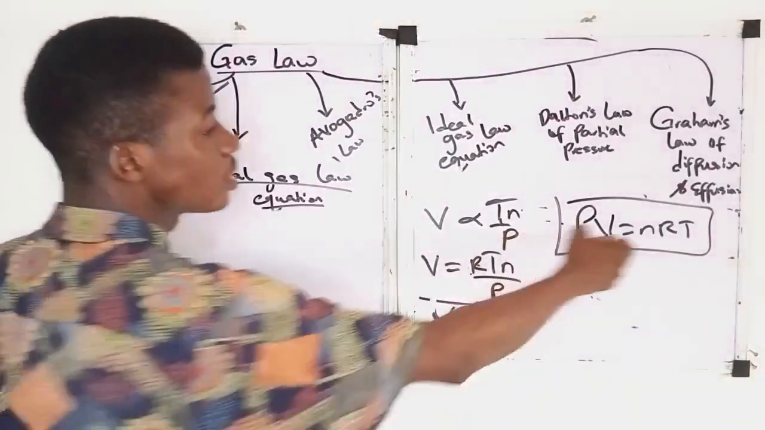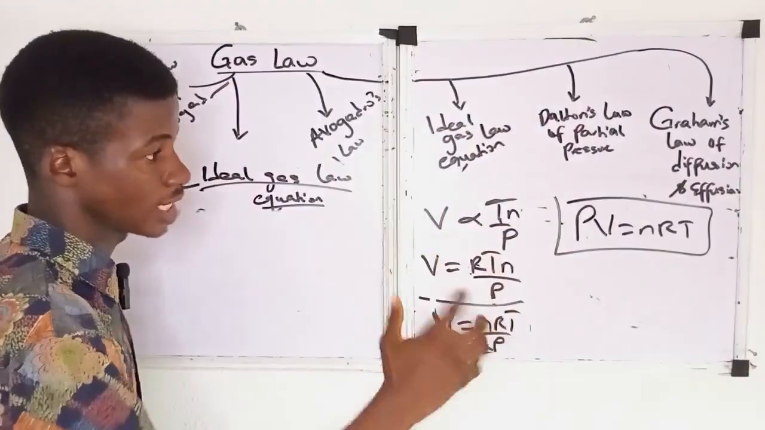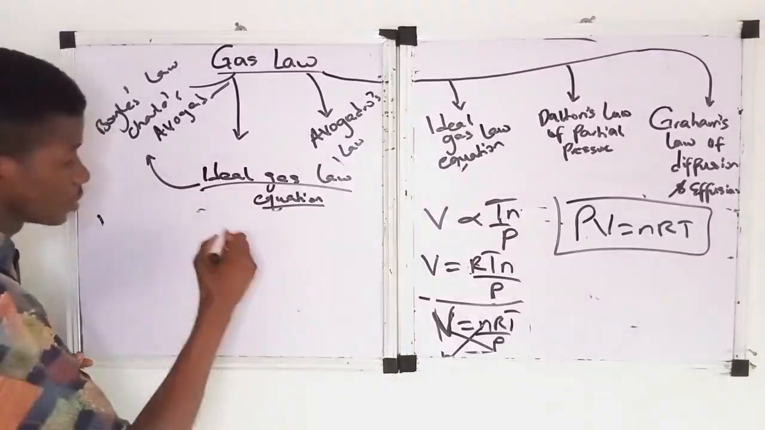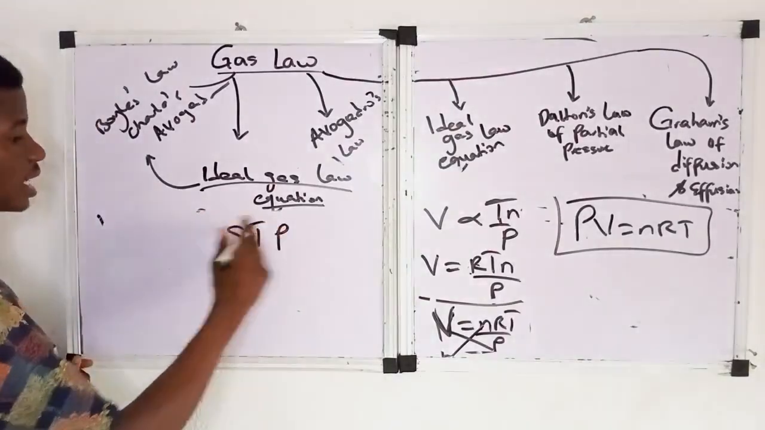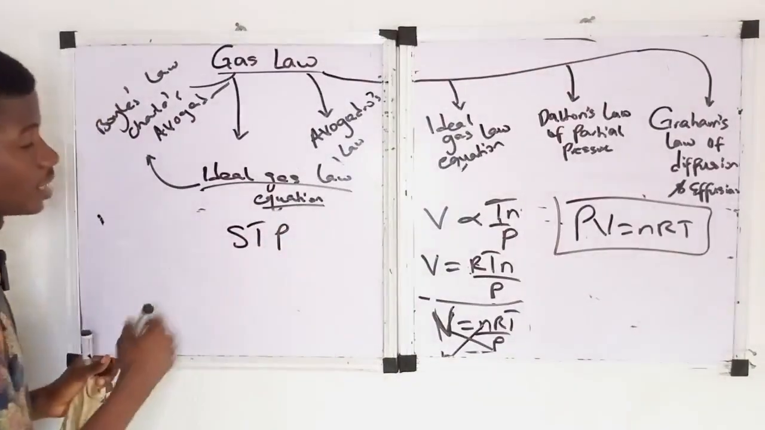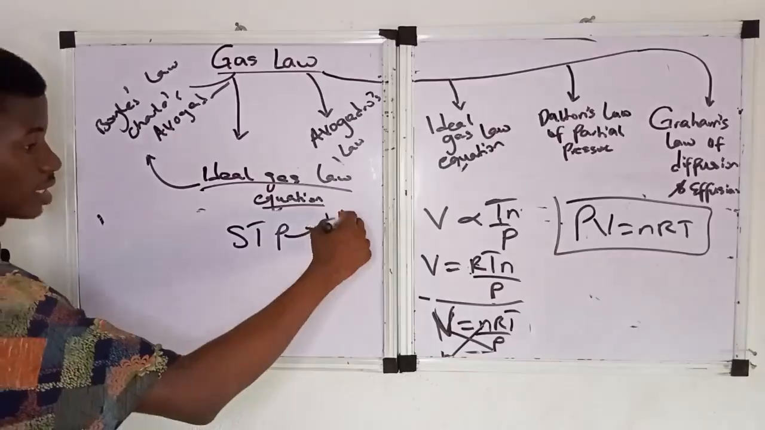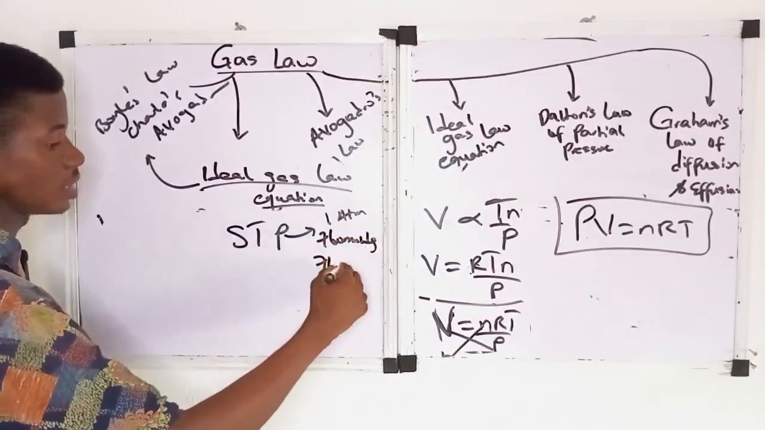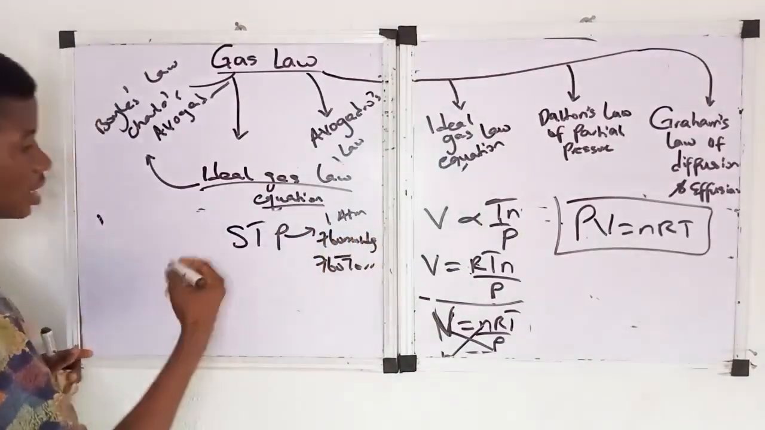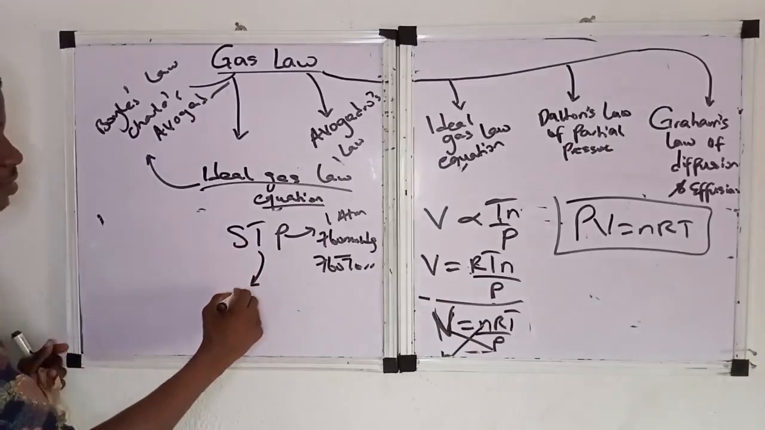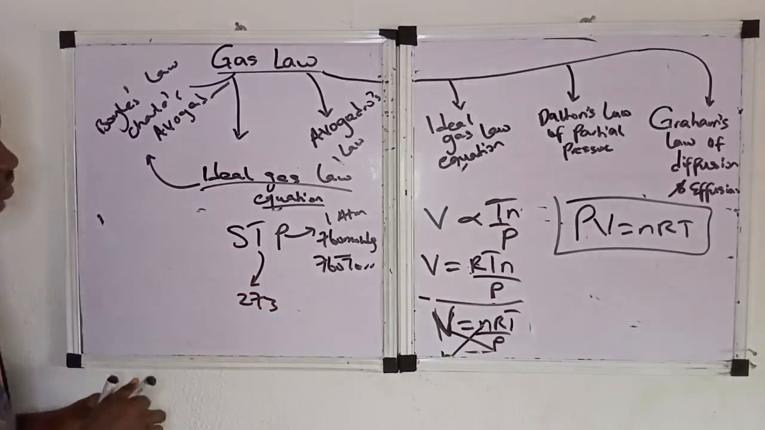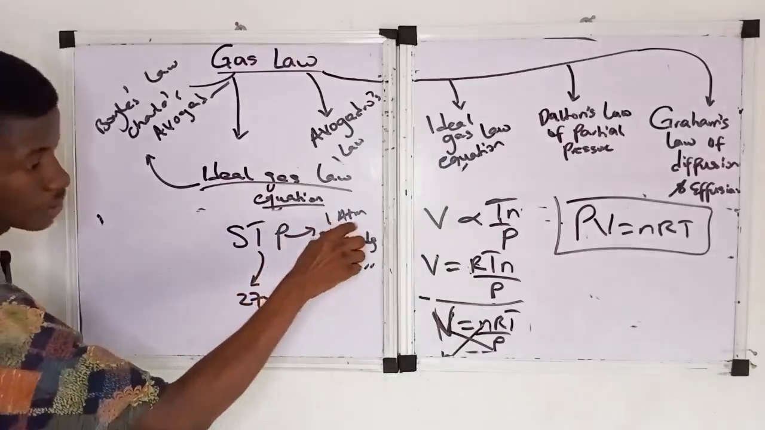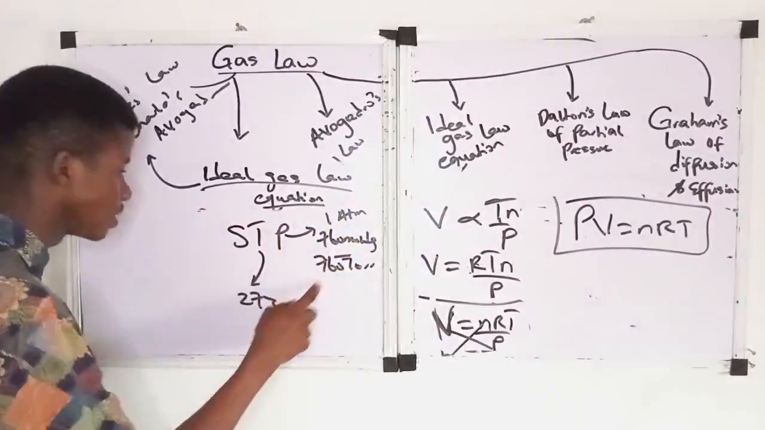Now let's get the constant. How are we going to get the constant? It's very easy. Before I continue, this is STP, which means standard temperature and standard pressure, right? Standard temperature of a gas is 273 Kelvin. Standard pressure is 1 atmosphere, or 760 millimeters of mercury, or 760 torr.